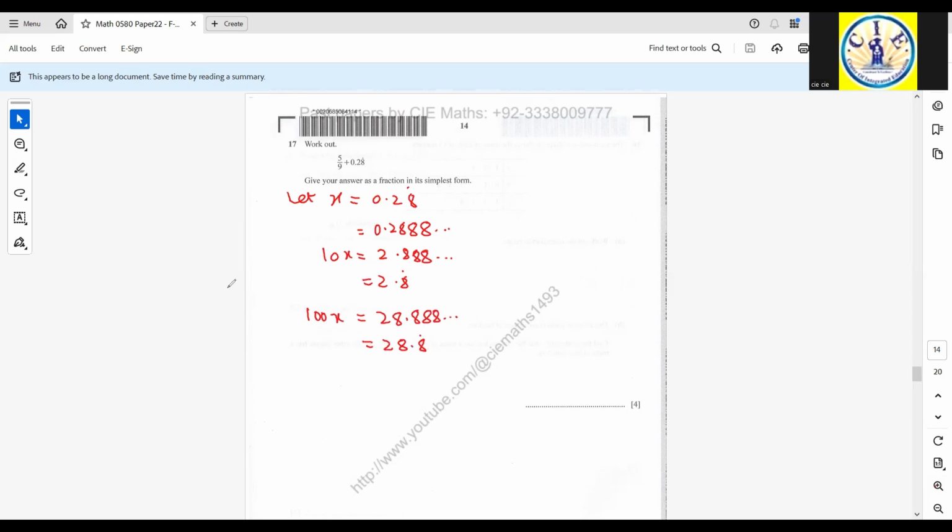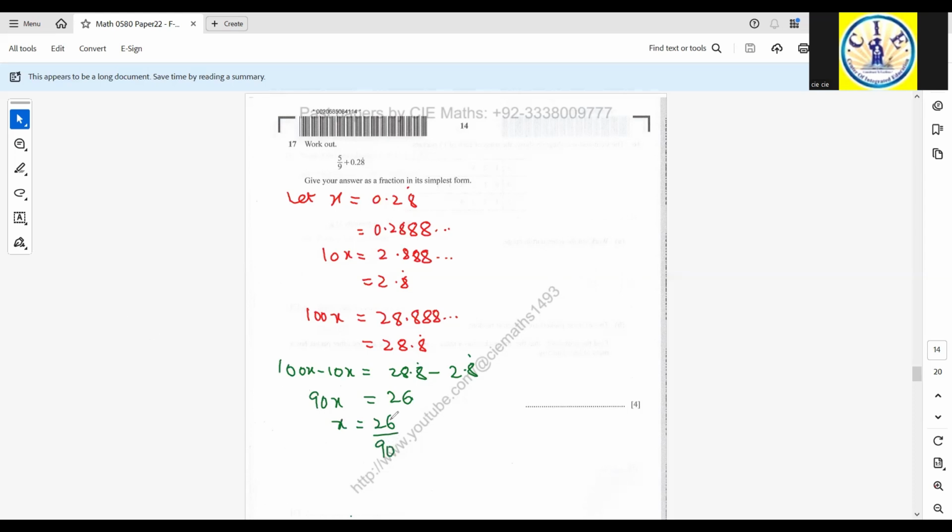So let me simplify these two by subtracting. 100x minus 10x is equal to 28.8 dot minus 2.8 dot. That will give me 90x is equal to 26.8 dot, and rather, the 8 dot would vanish. It would be 26. So the value of x is 26 divided by 90.